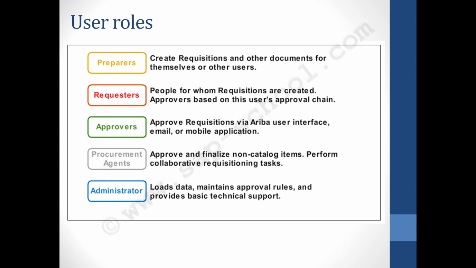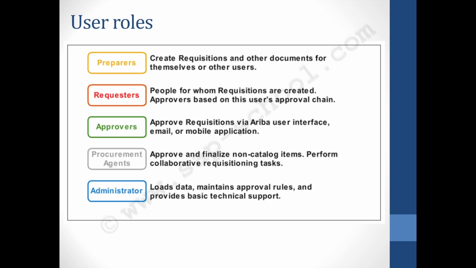Next is the user roles. We have different users and their responsibilities as a part of your Ariba systems, like the preparers, who create the requisition and other documents for themselves. And we have people for whom the requisitions are created, and they generally do it for their own sake. Preparers are the ones who buy on behalf of another user. They may be the procurement agent in your system.